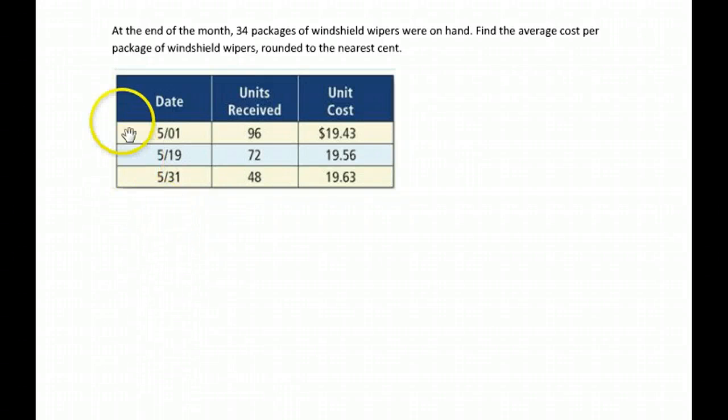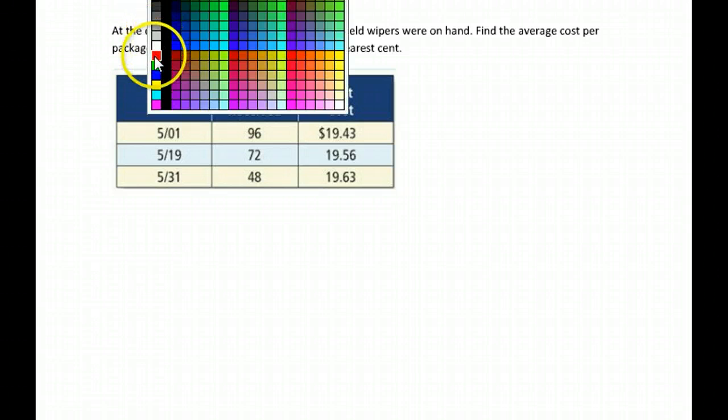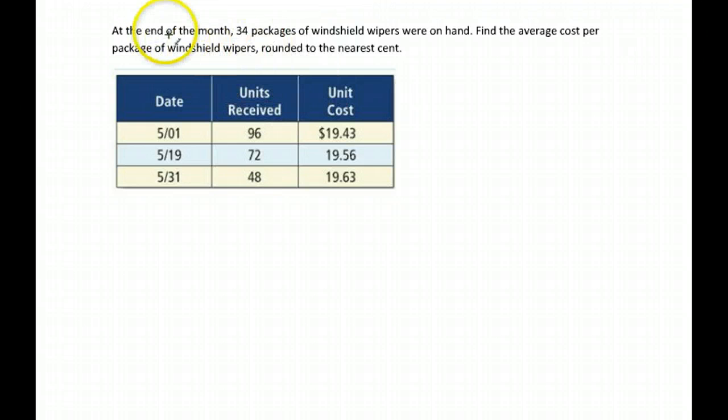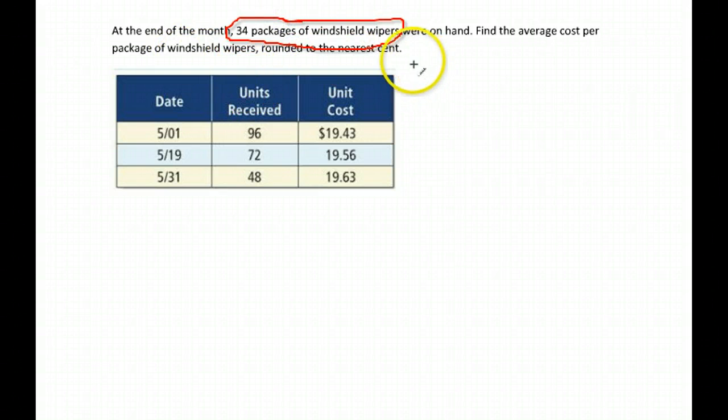Question we're going to go through on the average cost method. Then we'll go through those other two methods, which keep your spirits up. They're not as bad. It says at the end of the month there are 34 packages of windshield wipers on hand. Find the average cost per package.